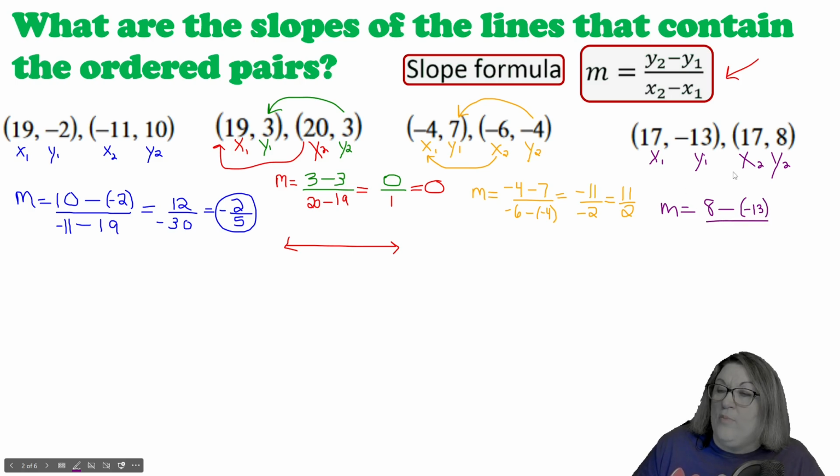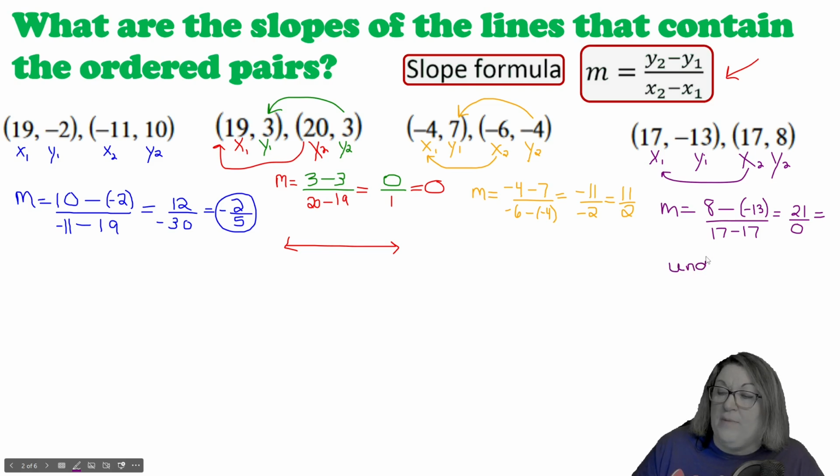And then on the bottom, we have the second x minus the first x, so we have 17 minus 17. And when we do that calculation, we end up with 21 on the top. 8 minus negative 13 is 21. And 17 minus 17 is 0. And when we plug that into our Desmos calculator, it's going to give us the word undefined.